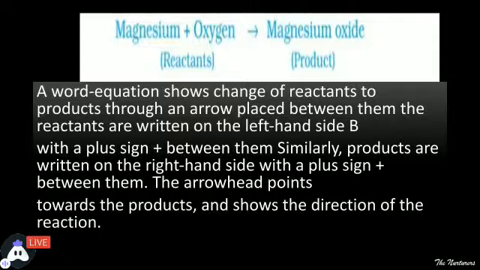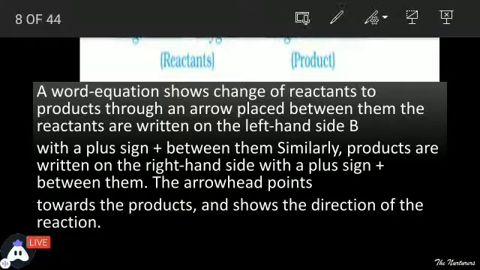A word equation shows the change of the reactants to the products through an arrow placed between the reactants, which are written on the left hand side with a plus sign between them. Similarly, products are written on the right hand side with a plus sign between them. The arrowhead points towards the products and shows the direction of reaction. So simply they are telling you how to write the normal chemical reaction.